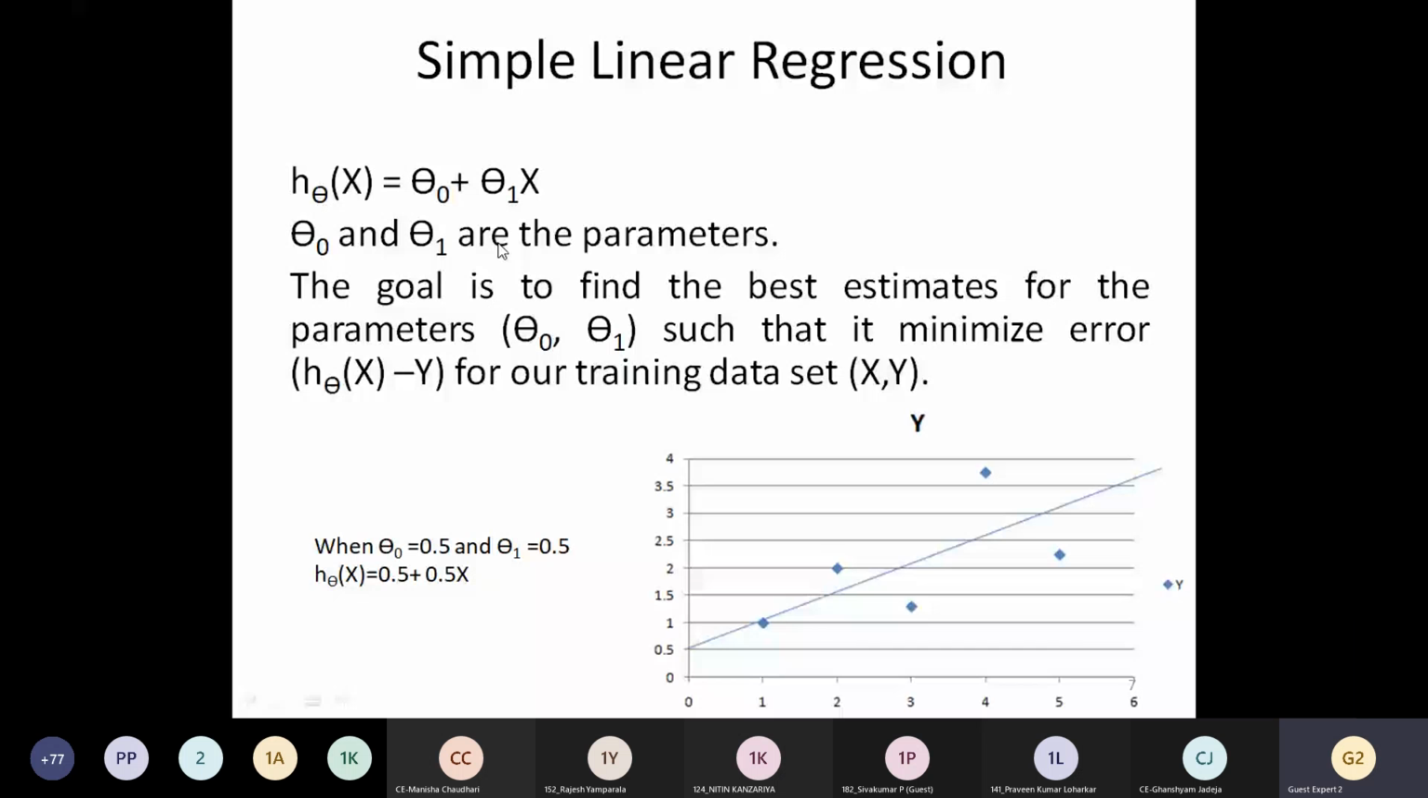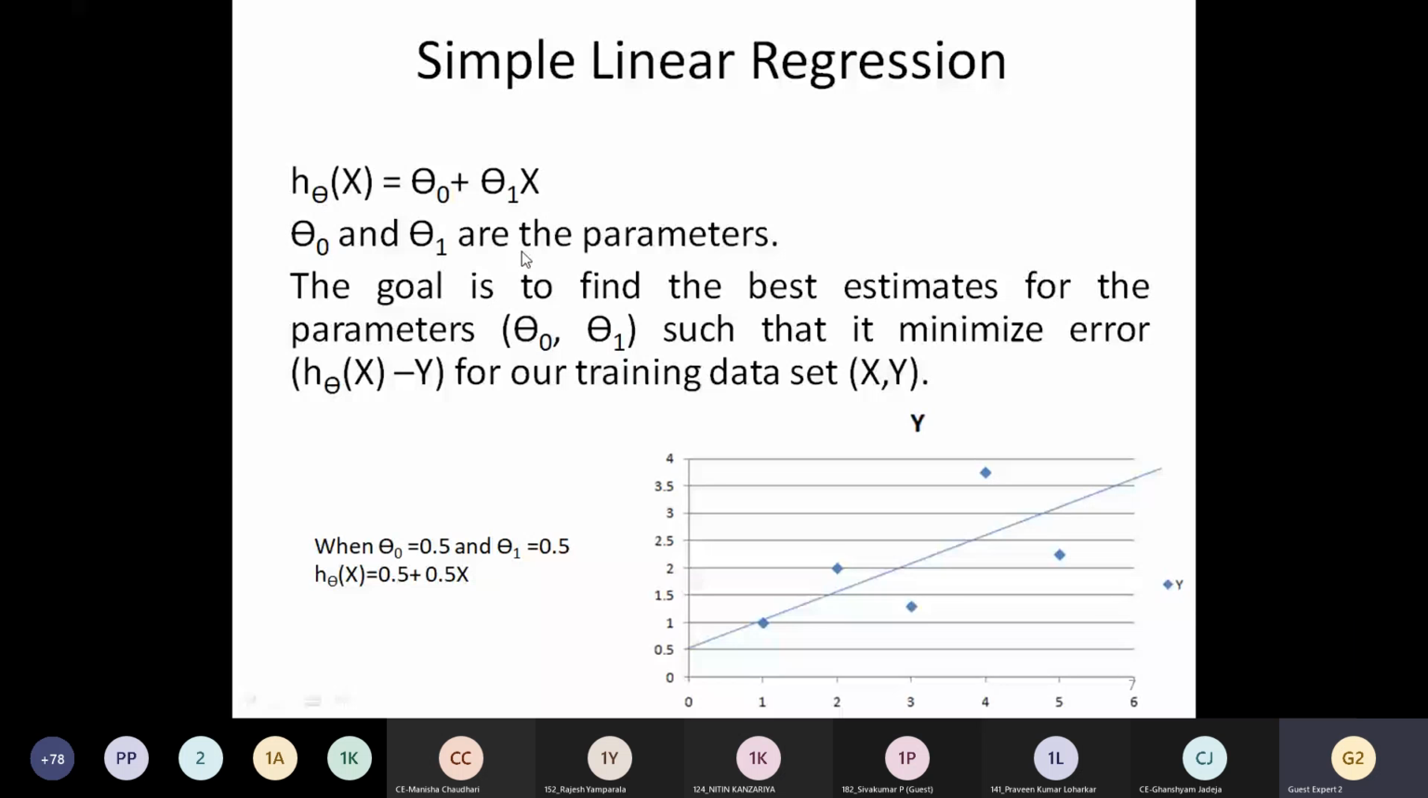Now what is the goal of simple linear regression? The goal of simple linear regression is to find out the best values of theta 0 and theta 1 such that the cost is minimum for your training data set. Now what is cost? Cost is the difference between the actual value of y and the predicted value of y. In simple linear regression, we have to find out this equation. Let's say theta 0 is 0.5, theta 1 is 0.5. So 0.5 plus 0.5x is the function which we have found after training our simple linear regression model.